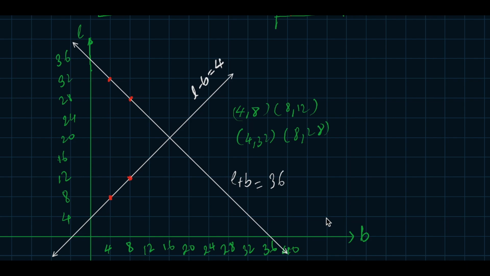So this is our graph paper. This is our B axis. This is our L axis. You can have axes other than X and Y. X and Y are just notations, so you can have L and B, X and Y, etc. Our first points are 4, 8 and 8, 12 for the equation L minus B equals 4. So our first point is 4, 8. Here our one unit is 4.